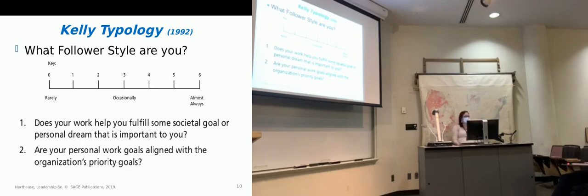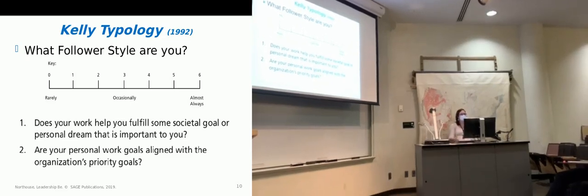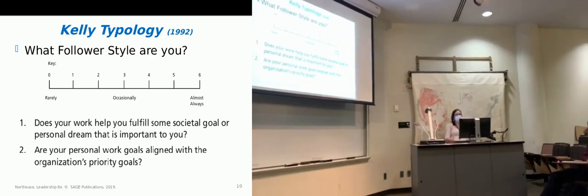All of them you're going to answer on a scale of 0 to 6. If you answer 6, this means almost always. If you answer 0, it means rarely. You could be somewhere in between. You gauge where you are on this. So question 1, does your work help you fulfill some societal goal or personal dream that's important to you? Almost always, answer 6. If it rarely does, 0. 3 would be occasionally. You might be somewhere else in between.